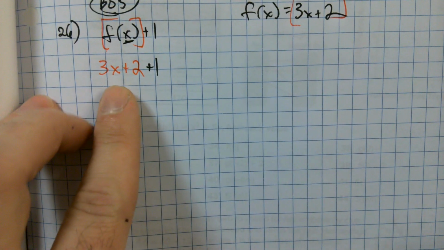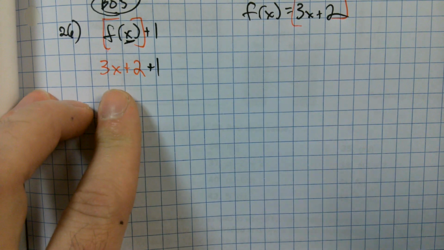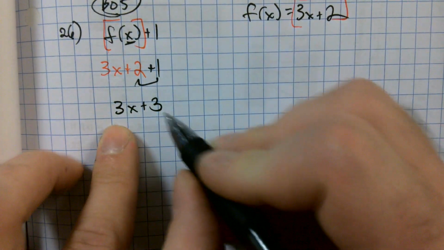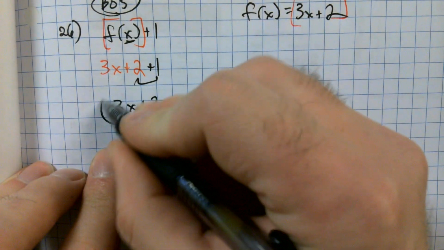Is there anything I can simplify here? Add the 2 and the 1. That gives me 3x plus 3. Is there anything else I can do? No. So that's my answer.